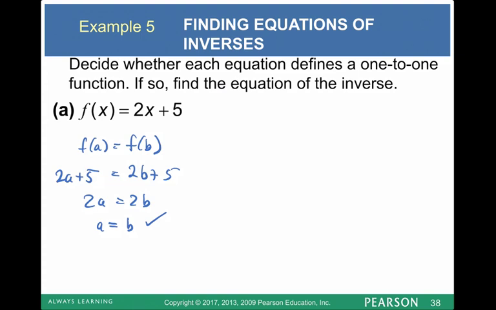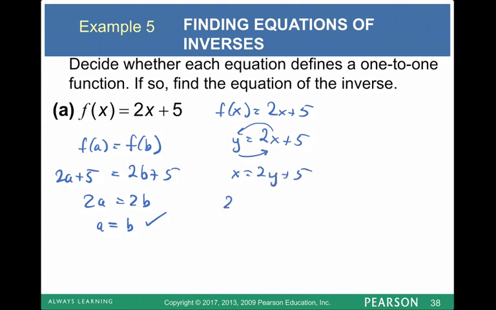So then we're asked to find the inverse equation. So if this is the original, we replace f of x with y, y equals 2x plus 5. Now we switch the x and y. So then we get x equals 2y plus 5. And then we solve for y. So that means 2y equals x minus 5. y equals x minus 5 divided by 2. So then this is going to be the equation of our inverse function.